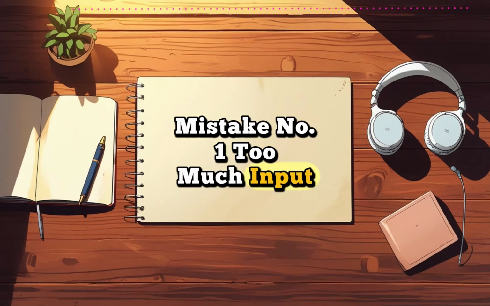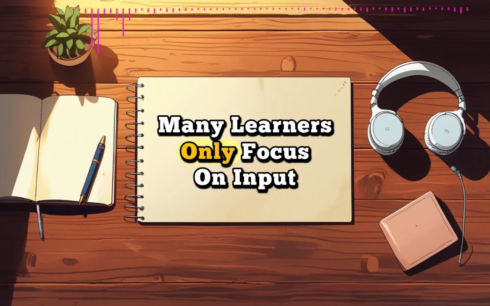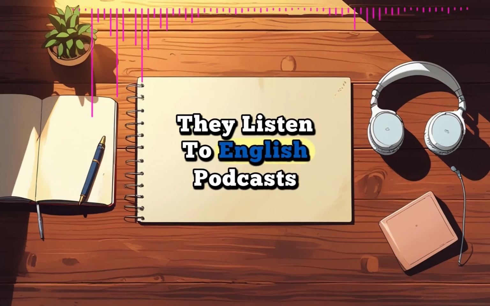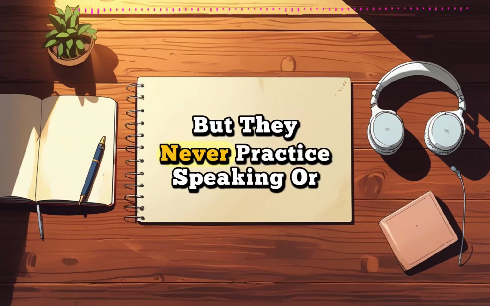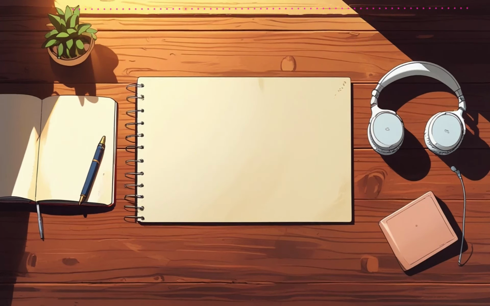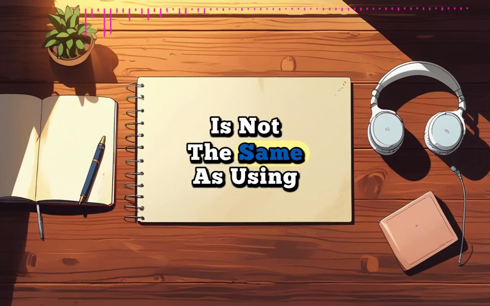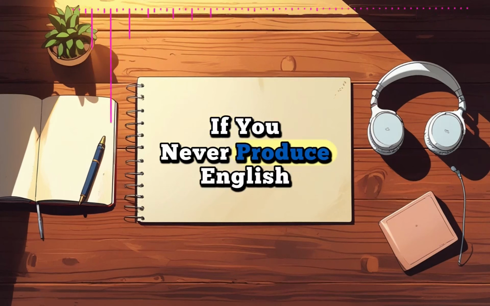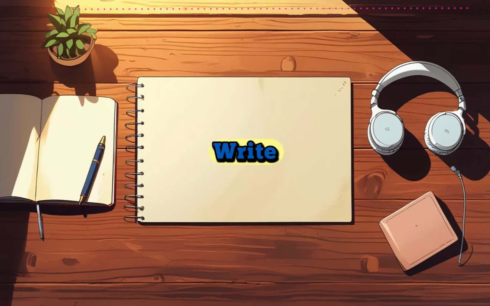Too much input, too little output, and vice versa. Many learners only focus on input. They listen to English podcasts, watch TV shows, and read books, but they never practice speaking or writing. This is a big problem because understanding English is not the same as using it. If you never produce English, you will struggle to communicate when it's time to speak or write.